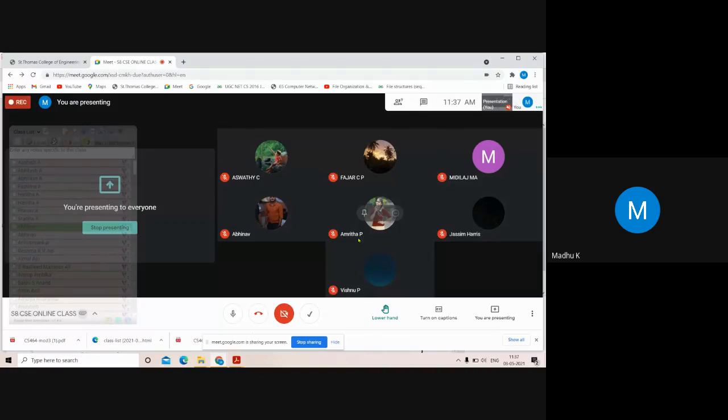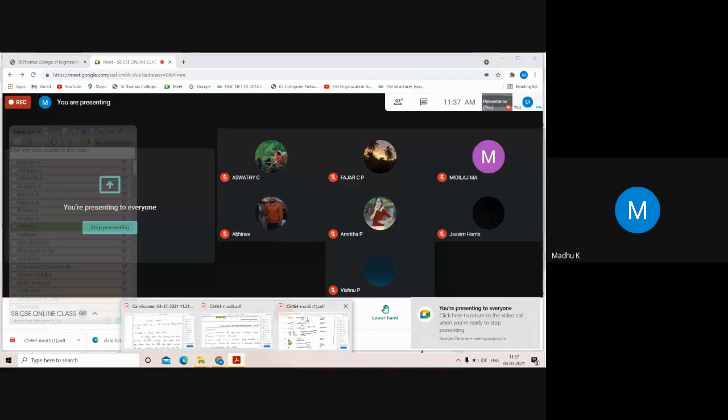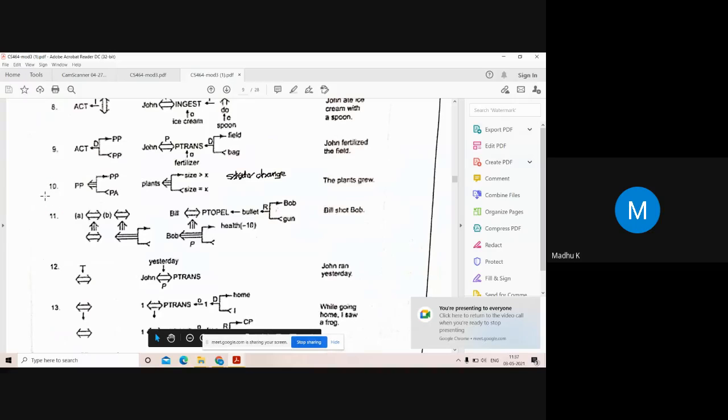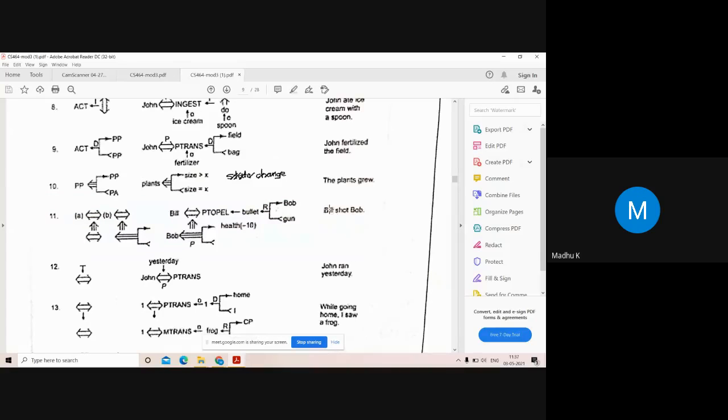Okay, so next topic, the 11th rule. For example, here the sentence is "Bill shot Bob." Bill is the picture producer, and he shot Bob using a gun. "Bill shot Bob" is the sentence.